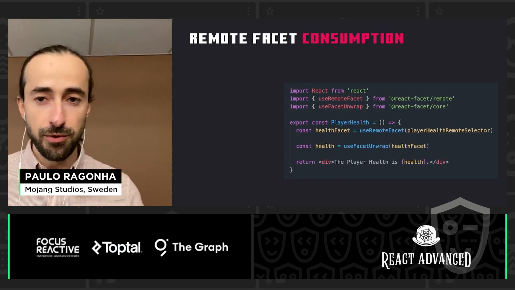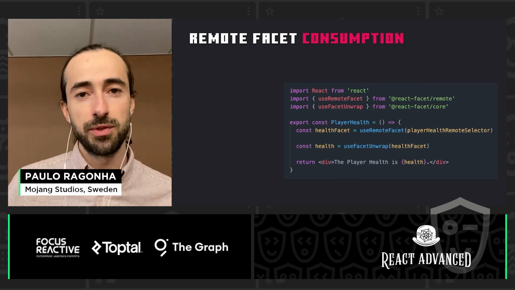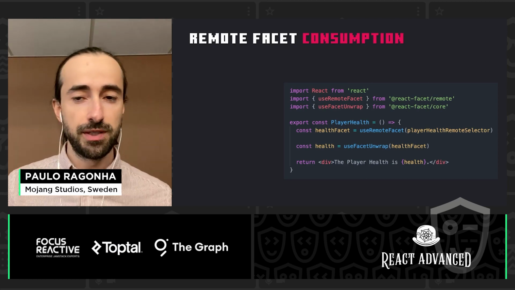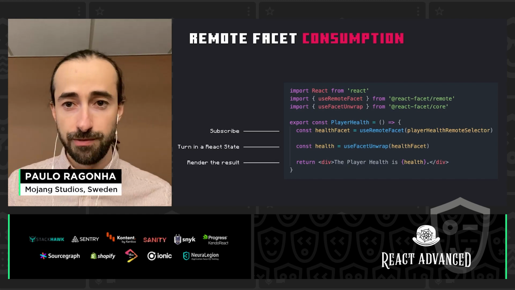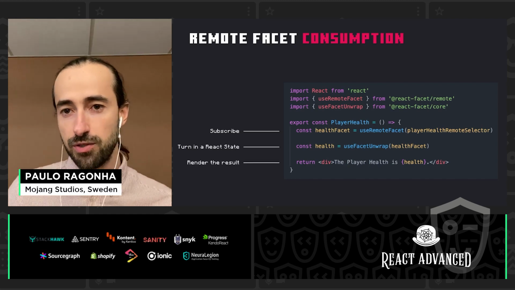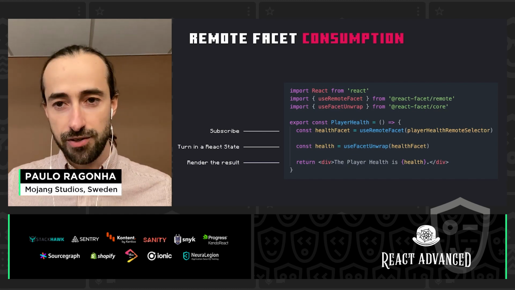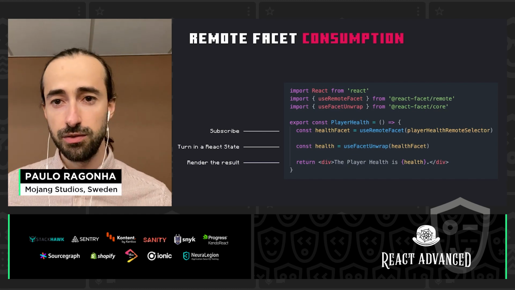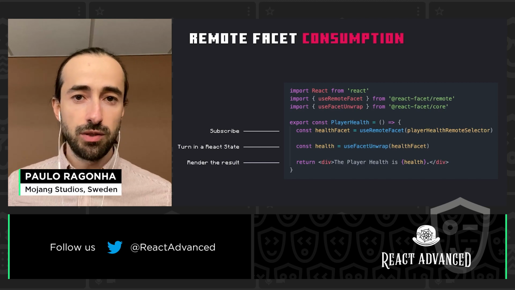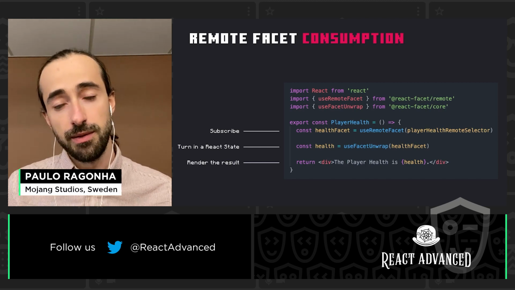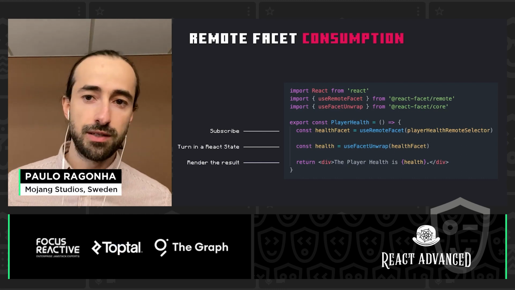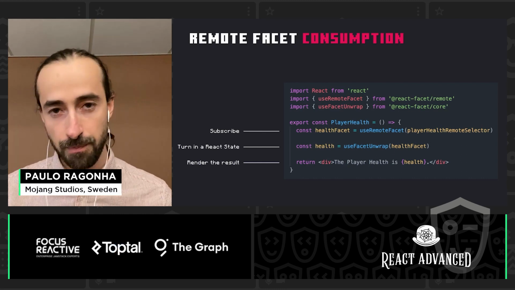And when we want to consume it, it's also very familiar. You would have just some extra hooks and some different naming here, but we basically need to first use the use remote facet hook to kind of like subscribe to this remote facet. This will actually kick off and start listening to the events. Then we turn it into a React state, which is the health there. It's going to be the actual string or the number containing the health. And then we can just render the result as a normal React component.